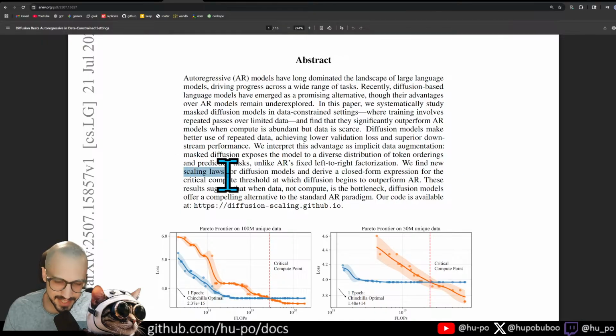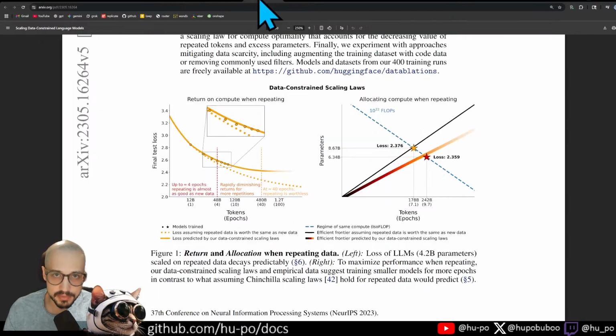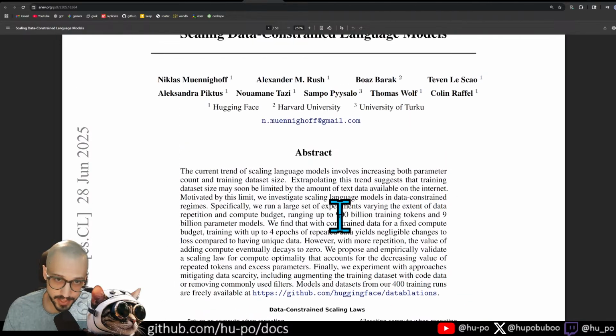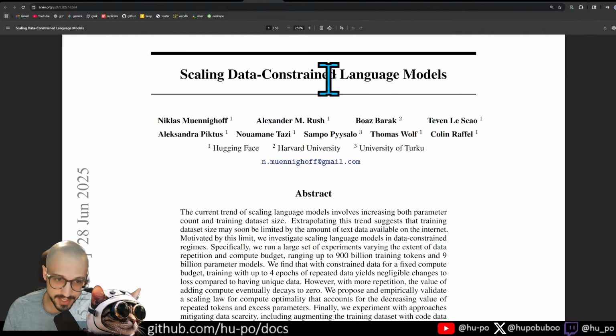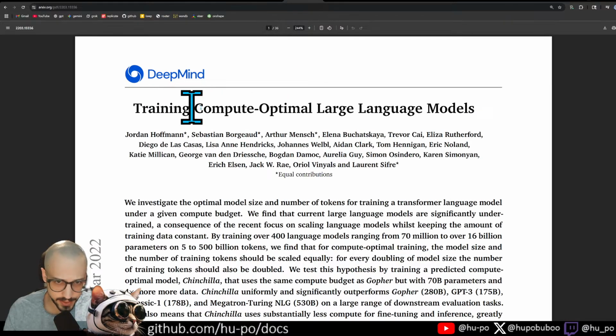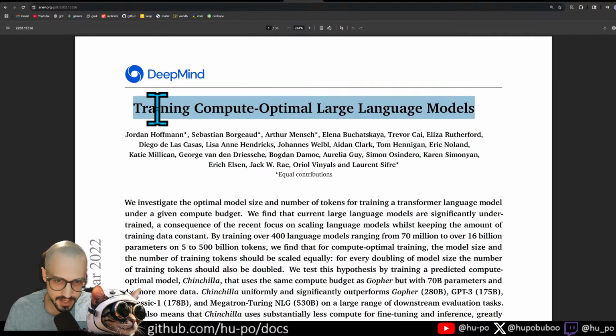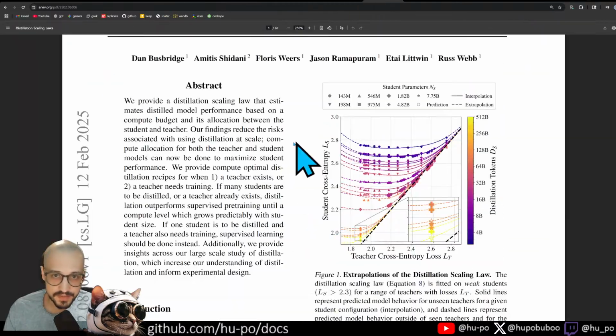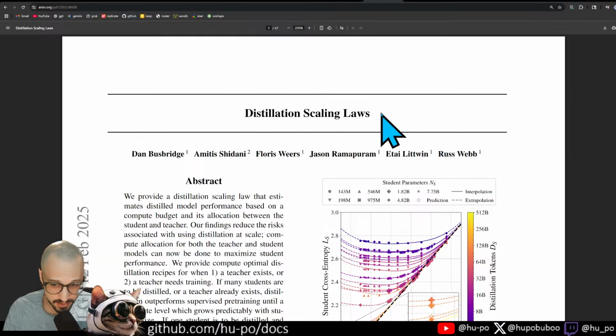So scaling laws, you might have heard that term before, and I have a bunch of different papers pulled up for scaling laws, right? Scaling laws is almost like an entire niche now. Here's, for example, a paper called Scaling Data-Constrained Language Models. Here's another one, Training Compute Optimal Large Language Models. This is the Chinchilla paper. If you've ever heard someone talk about Chinchilla scaling laws or Chinchilla optimal, this is what they're talking about, this specific scaling law paper. You have this one here by Apple, Distillation Scaling Laws.